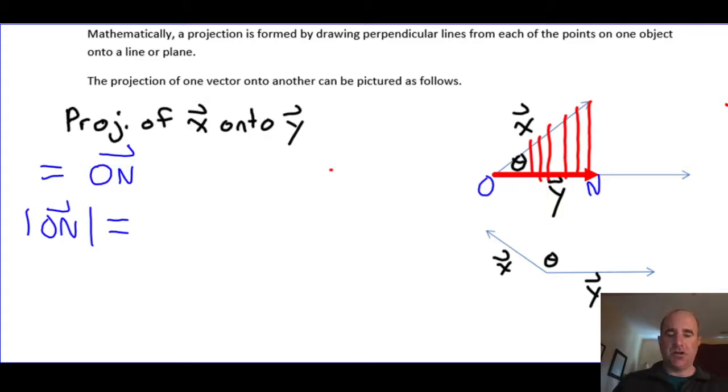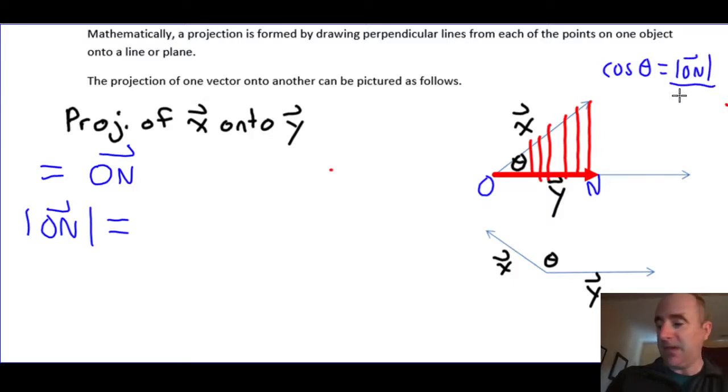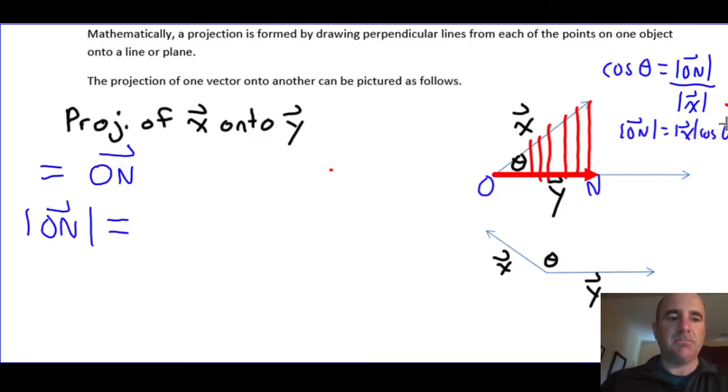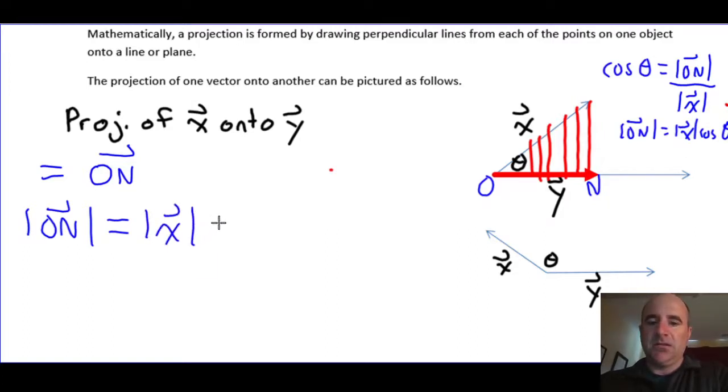If we look at the picture here and we look at the cosine ratio, we can see that the cosine of theta will be equal to the magnitude of ON divided by the magnitude of x. Okay, adjacent over hypotenuse in this little right angle triangle, which means that the magnitude of ON is really just the magnitude of x times cos theta. You could probably get that all in one step. Sorry if that's a little jam there for you. So that means that ON is the magnitude of x times cos theta.